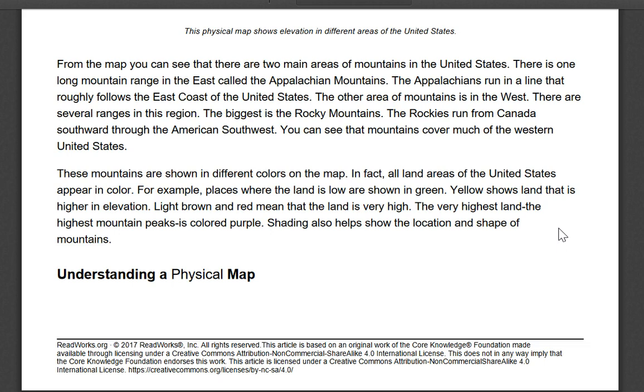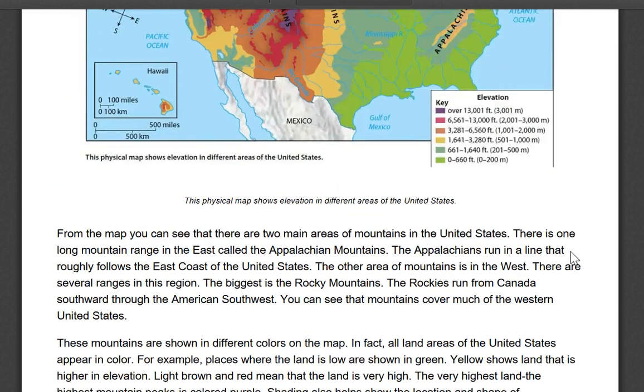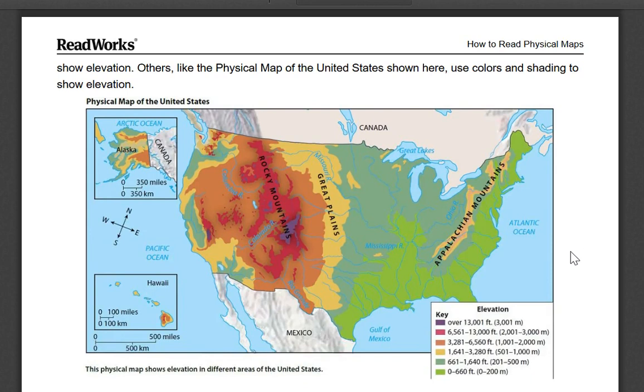These mountains are shown in different colors on the map. In fact, all areas of the United States appear in color. For example, places where the land is low are shown in green. Yellow shows land that is higher in elevation. Light brown and red mean the land is very high. The very highest land, the highest mountain peaks, is colored purple. Shading also helps show the location and shape of mountains. So if we go back and look at the map again, we can see all these different areas of high land and low land.